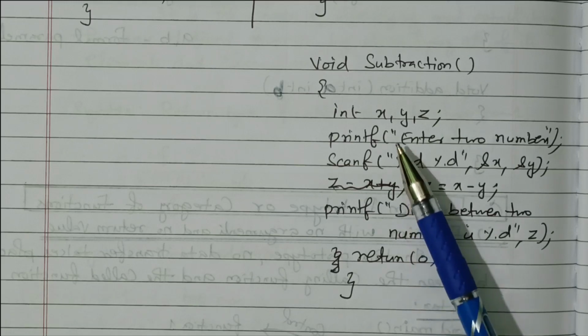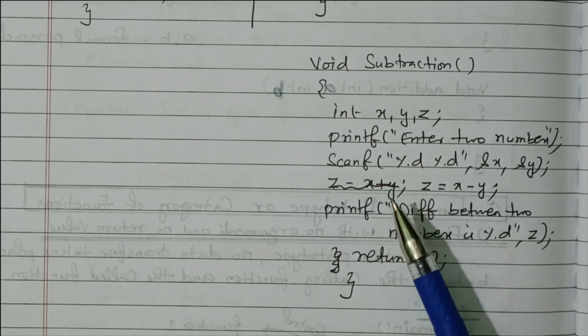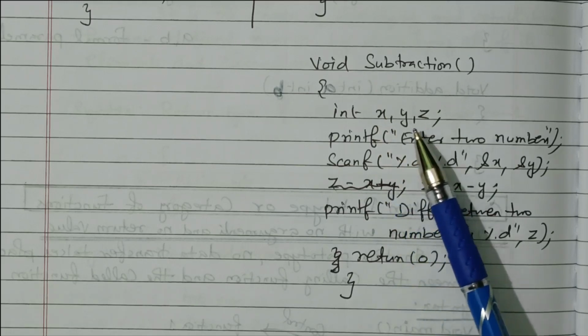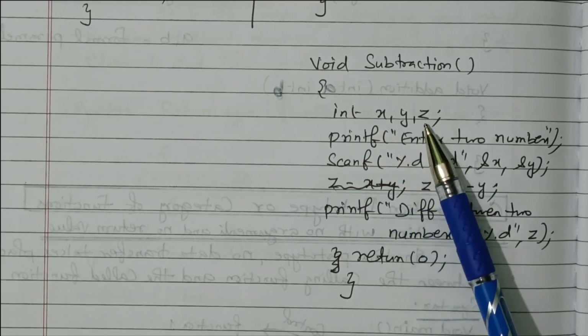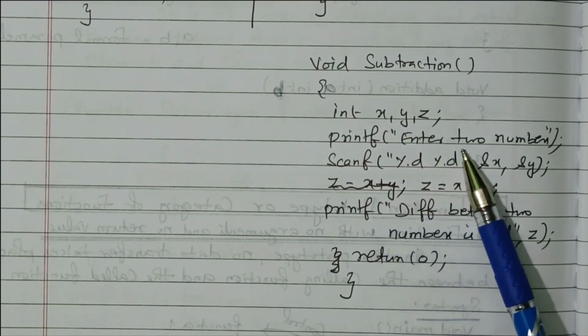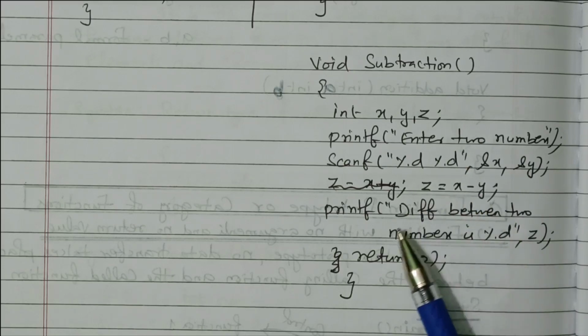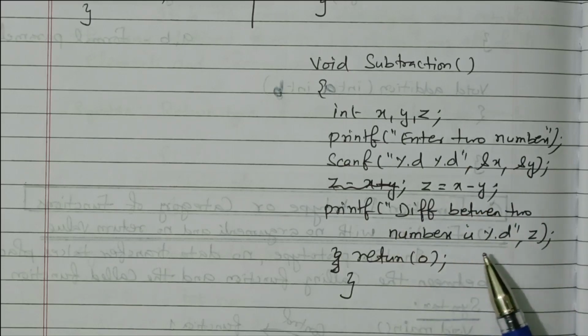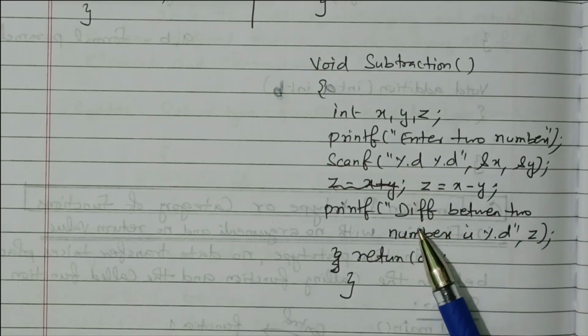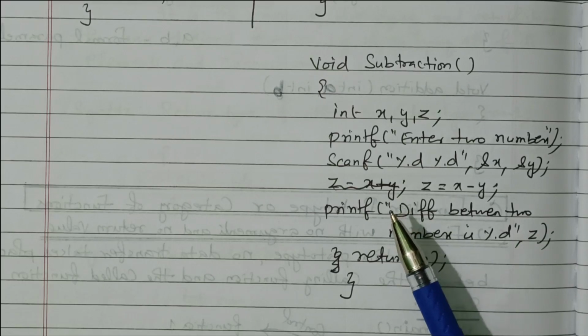So in this function itself, similar to addition, we declare three variables: two are input and one is output. We ask the user to enter two numbers. The two numbers are subtracted, and the answer available in z is printed in the function itself. So everything is performed in the function itself; it does not return any value, and it does not get any value from the main program.